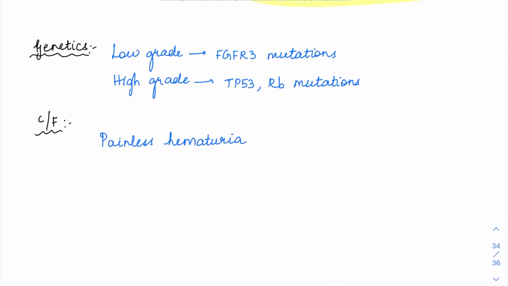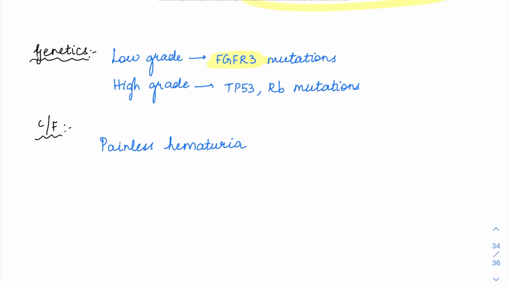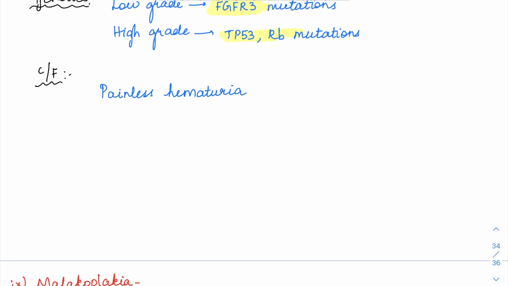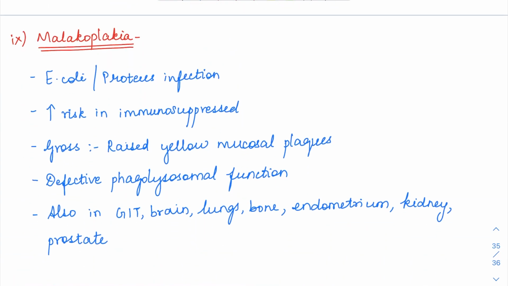Okay. So coming to the genetics of urinary bladder tumors, you have two grades, low grade and high grade, which have entirely different pathogenesis. Low grade tumors usually have a papillary morphology and they have the FGFR3 mutation. So classical of low grade tumors of urinary bladder will be FGFR3 mutations, while in high grade you have either a p53 or a retinoblastoma, RB gene mutation. And the classical presentation of urinary bladder tumor will be painless hematuria. Like in a renal tumor, again here it will be hematuria, but it is painless.